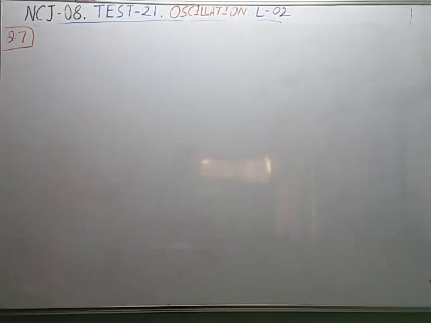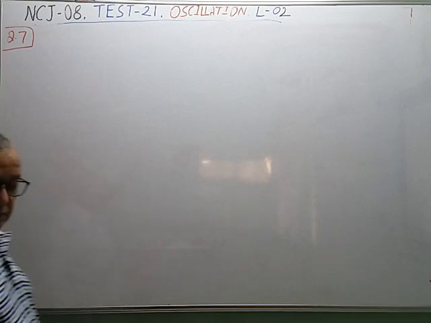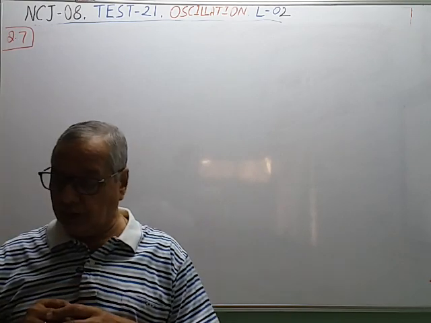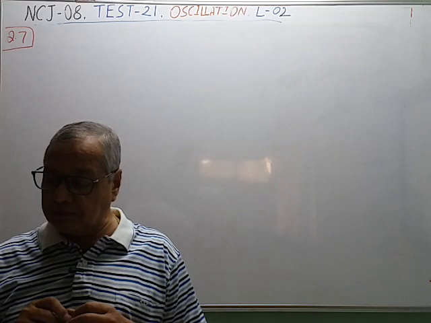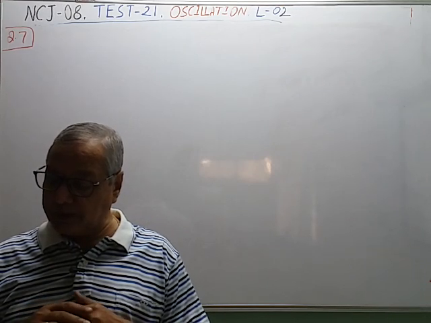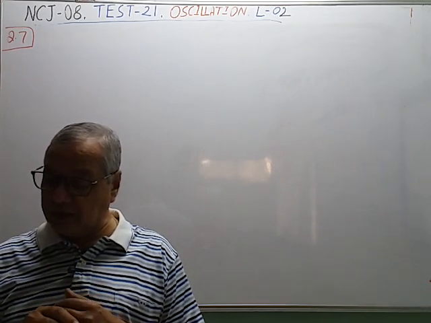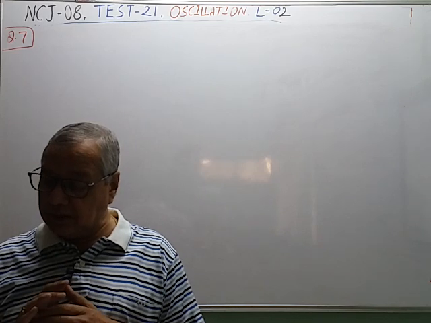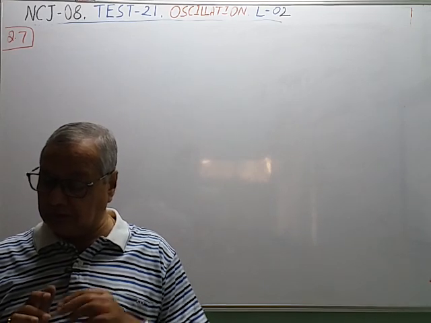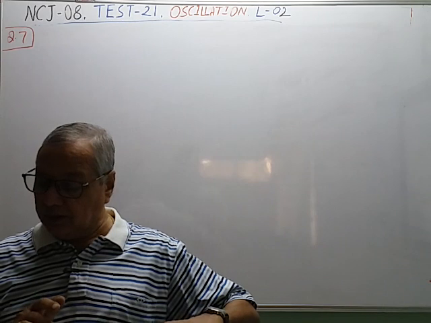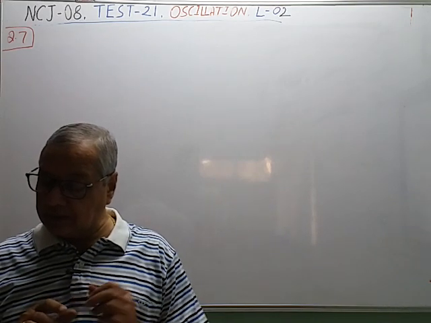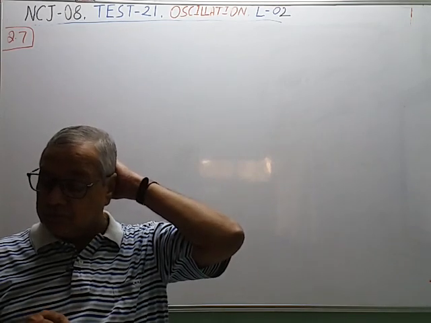Next, question number 7. The SHM of a particle is given by x(t) is equal to 5 cos(2 pi t plus pi by 4) in MKS unit. Calculate the displacement and the magnitude of the acceleration of a particle at time t is equal to 1.5 second.